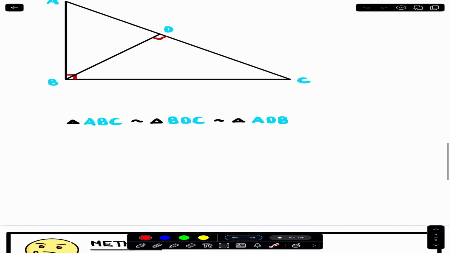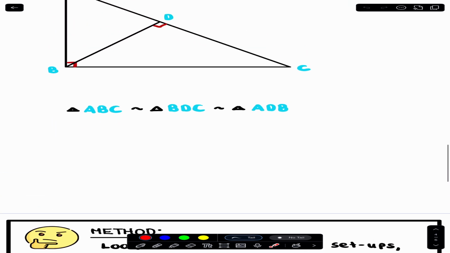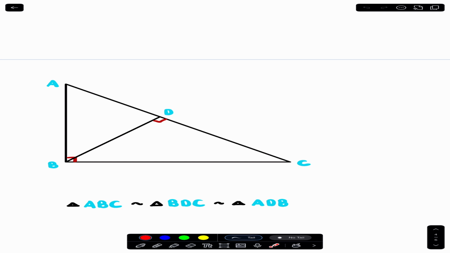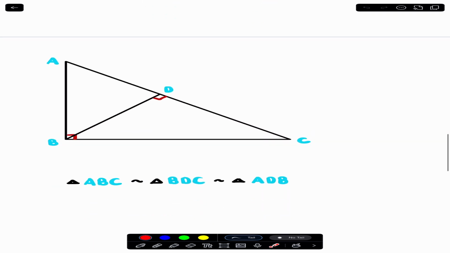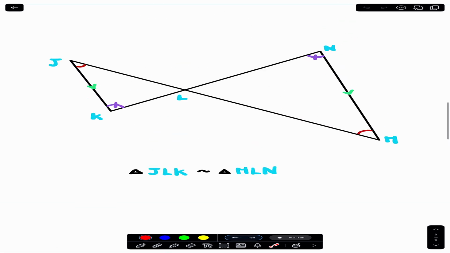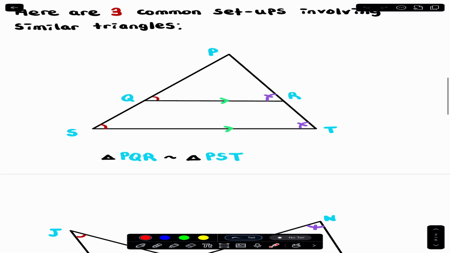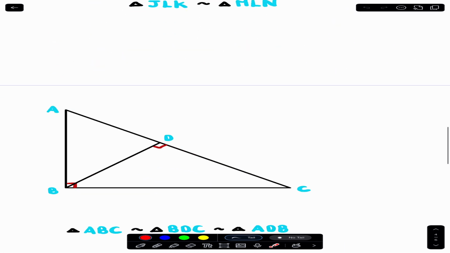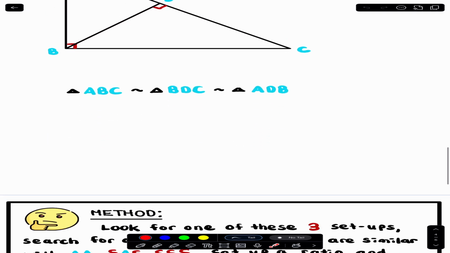Alright, so that concludes the 3 most popular setups. These are not the only 3 setups for similar triangles, but these are the ones you will most often see. So get comfortable with them. You're going to see them a lot in the problems that follow.